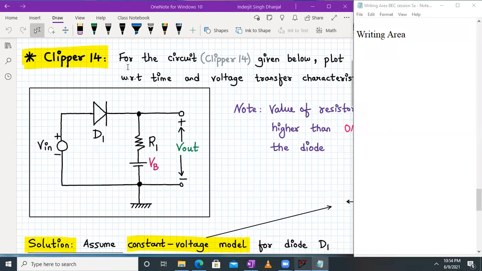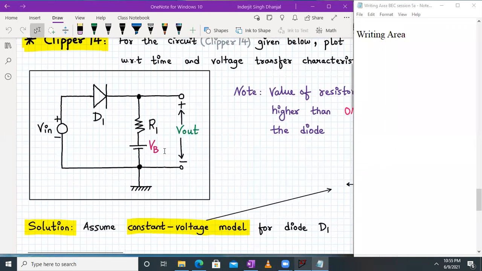Hello everyone, welcome to Basic Electronic Circuits, and we will continue our discussion on Clipper circuit. This is Clipper number 14, the last Clipper circuit in our discussion. So let us start with the analysis.